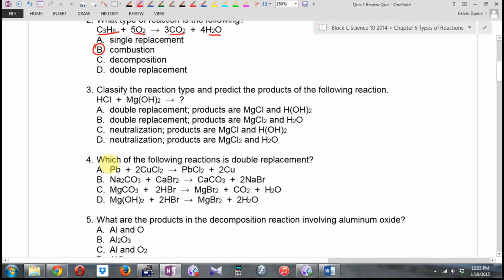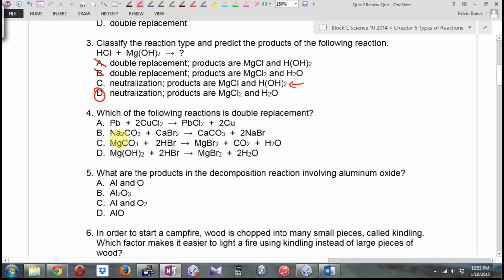Classify the reaction type. Hey, you know what? This is a neutralization because I see an acid and a base, so I would cross off A and B right now. And Ryland, what are the products for a neutralization reaction? Salt and water. You know what? That doesn't look like water to me. That looks like HOH2. That's something, but it ain't water. D.